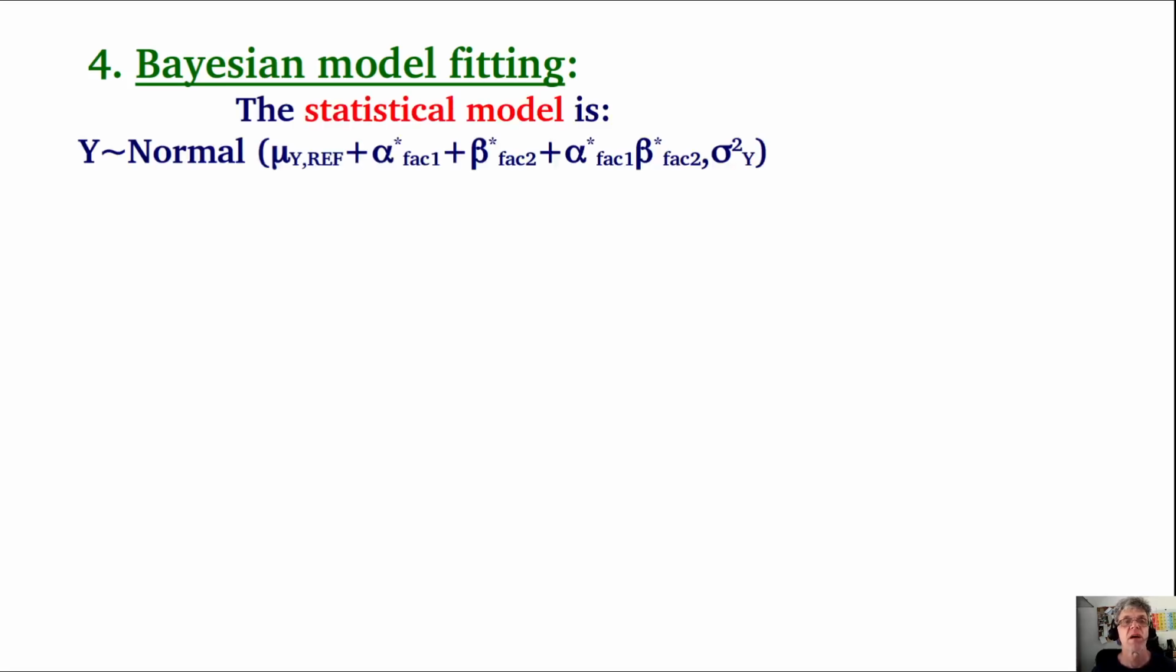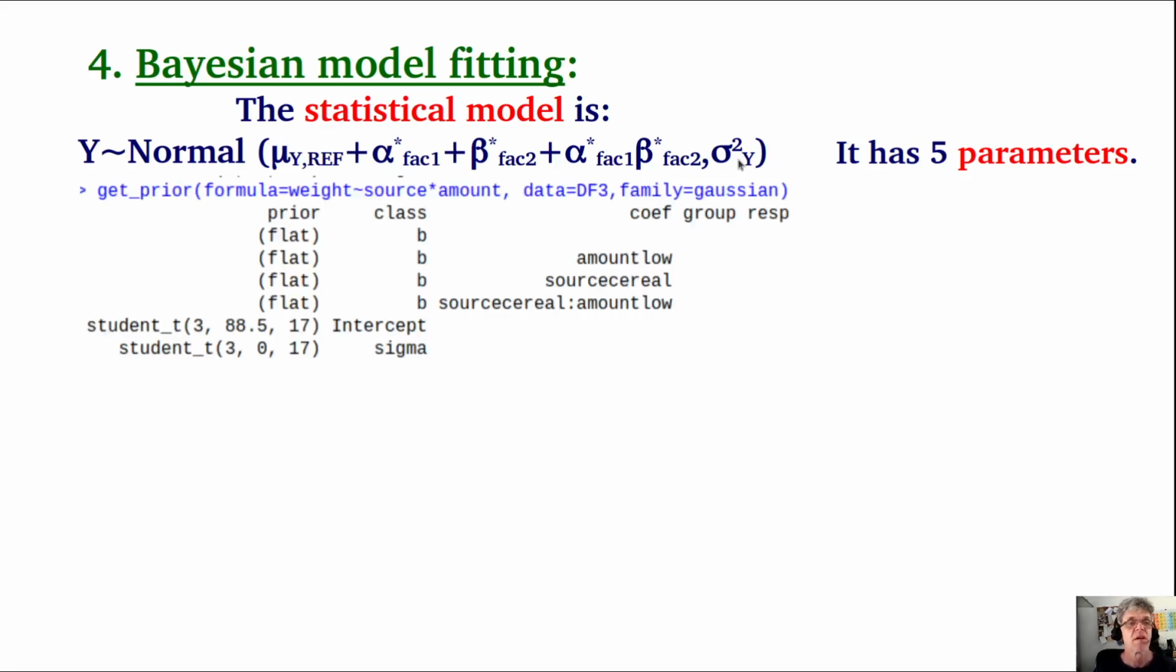For the Bayesian model fitting, we start by recalling the statistical model that has 5 parameters: 1, 2, 3, 4, and 5. We enter the model into the command get_prior of the package brms to have an idea of what priors we need to define for the models. Based on the previous explanation, I don't think there is any need to recall again the meaning of these parameters. We have the intercept, which is the mean of the response variable for the combination of reference levels, and sigma, the standard deviation, not the variance, of the response variable.